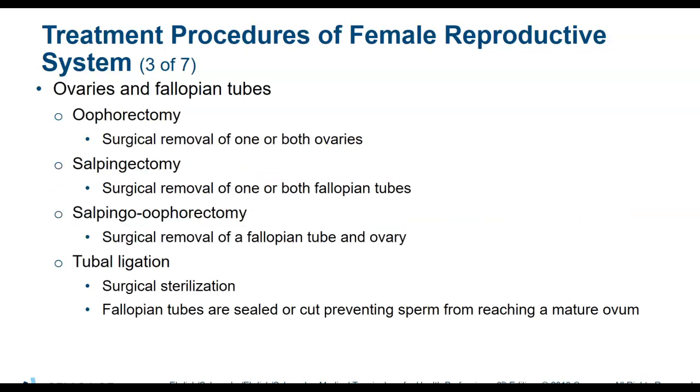The oophorectomy is a surgical removal of one or both of the ovaries. Salpingectomy is the removal of the fallopian tube, one or more. Salpingoophorectomy is a surgical removal of the fallopian tube and ovary. Tubal ligation is like a vasectomy in men. It's a surgical sterilization. They're going to go in, they're going to cut the fallopian tubes, seal them, burn them together, whatever, and prevent the sperm from reaching a mature ovum.